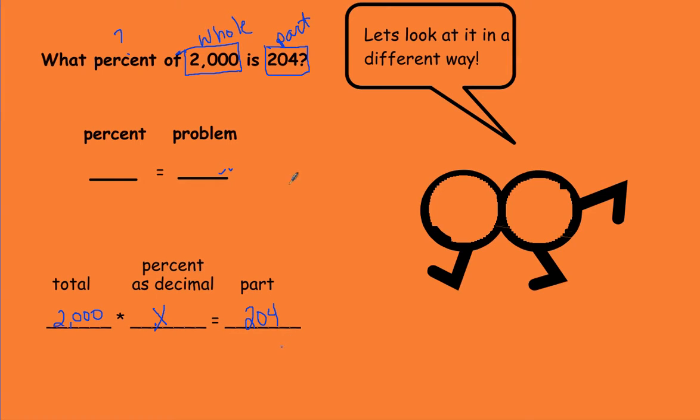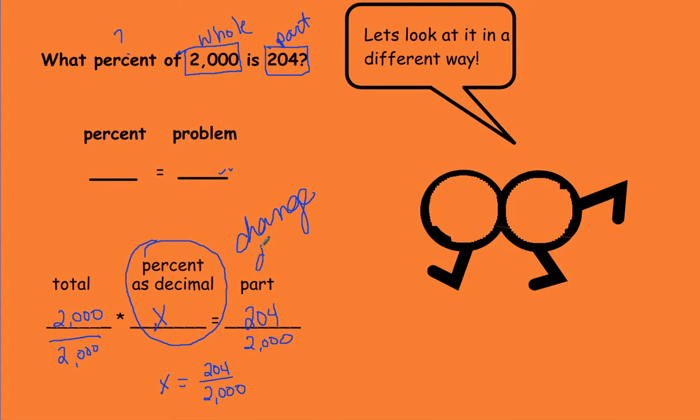So what we know ends up happening is that we end up taking and dividing both sides by 2,000. And this is kind of like when you find your percentages on a test. You know that your percent is equal to 204 divided by 2,000. But remember, x is a percent written as a decimal. So then you have to change that decimal back to a percent.